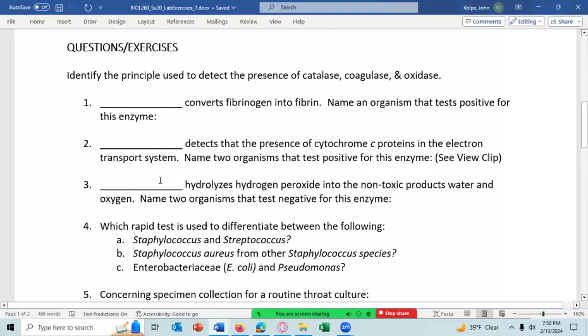For 3A, name the enzyme that hydrolyzes hydrogen peroxide into the non-toxic products water and oxygen. And 3B, name 2 organisms that test negative for this enzyme. You can either mention 2 species, or in this case, you can mention 2 families, because the entire family is negative.